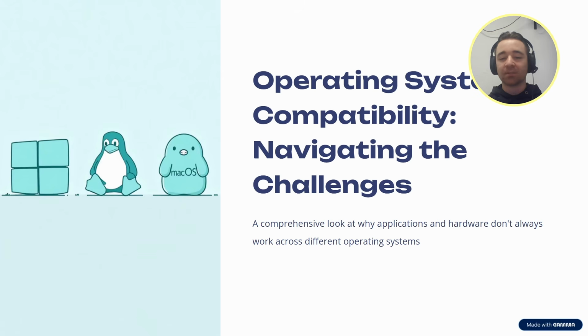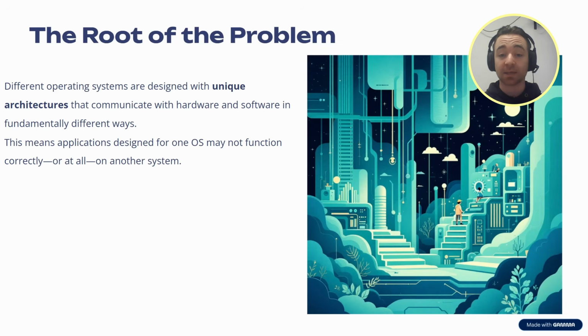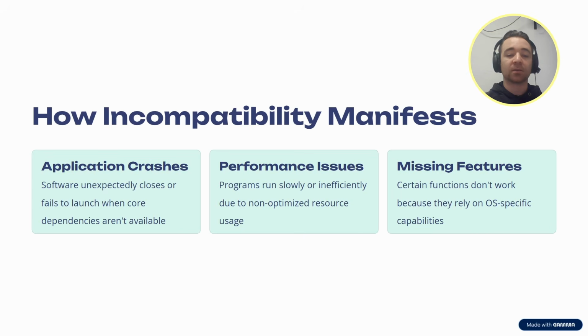So operating system compatibility, this one's pretty intuitive. You've just got to know that software or hardware is generally suited for one particular type of OS. So you just need to make sure that whatever it is you want to use is going to be compatible with your particular OS. Before you buy something, make sure it's compatible with your OS. Really, that's what this comes down to, truly. Different operating systems are designed with unique architectures that communicate with hardware and software in fundamentally different ways. So you just want to make sure your operating system is in fact compatible with whatever it is you want to purchase, install, etc. If you don't do that, you may find you have application crashes, you might have performance issues or missing features. Some features may not work. Okay, that's really what you need to know.